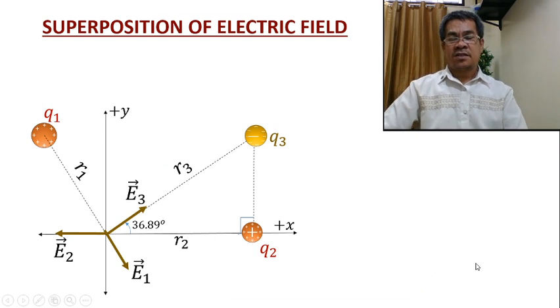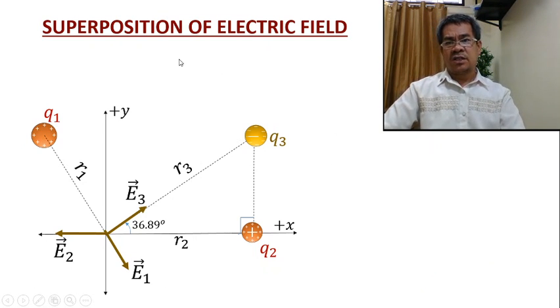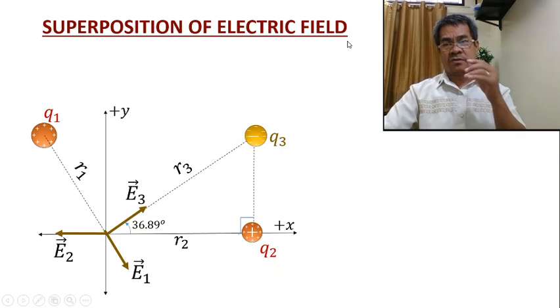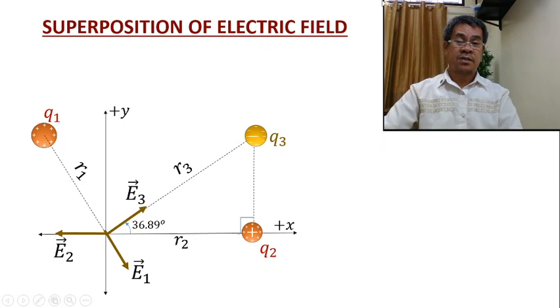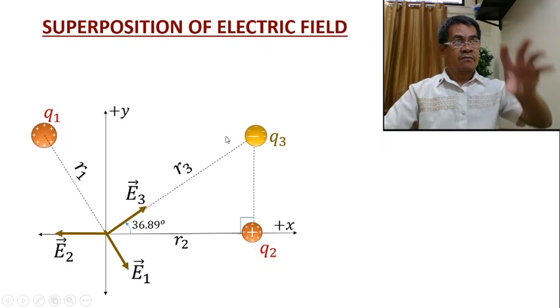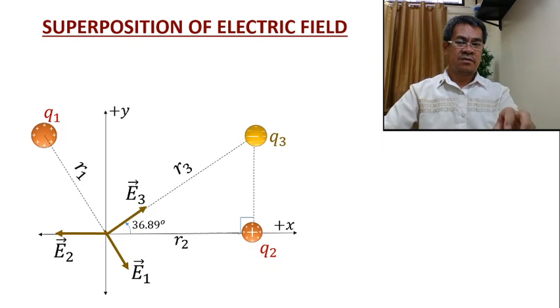Okay. So what will happen now if we have the superposition of electric field? What is superposition of electric field? In a similar way, in our previous video, we had the superposition of electric force. The superposition of electric force is about the forces that act on one charge. In this case, the superposition of electric field means we are quantifying the amount of electric field at a point of the charge distribution, but this time there are two or more charges that surround this point.